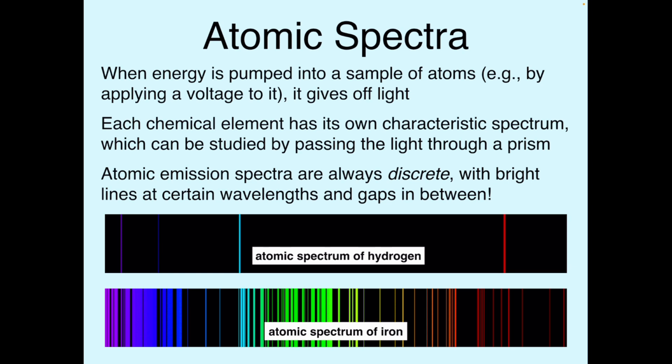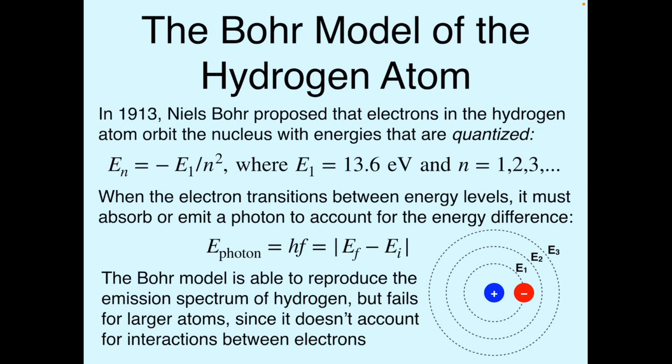Atomic emission spectra are discrete, meaning we only emit light at very particular wavelengths, and we don't emit light at wavelengths in between, okay? So atomic emission spectra are just another example of something that classical physics really can't explain. In classical physics, you would never expect that the light that gets emitted is only at discrete wavelengths with gaps in between. So what comes along is the Bohr model of the hydrogen atom, and this is able to explain the emission spectrum of hydrogen.